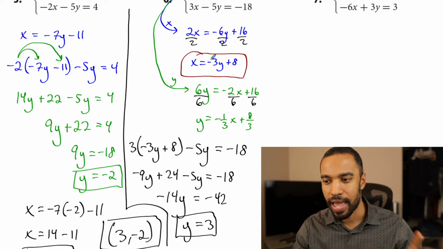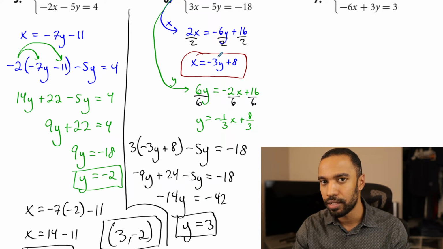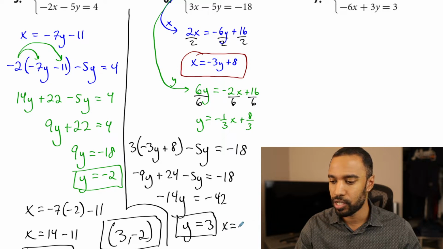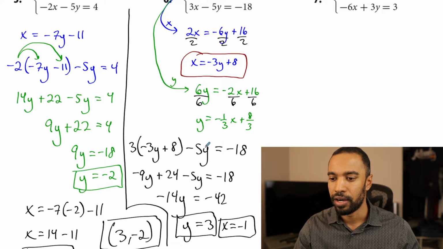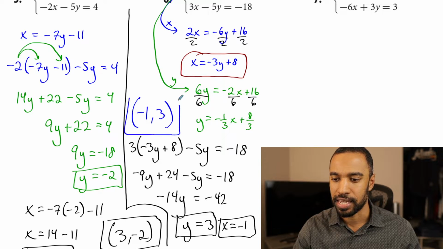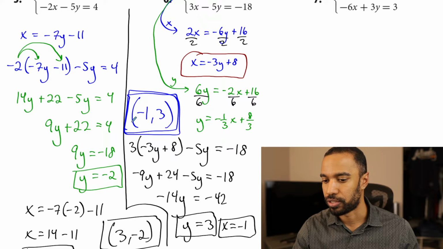Y is 3, so x is negative 3 times 3, which is negative 9, plus 8, which is negative 1. So x equals negative 1 right there. And of course, we write our answer as an ordered pair, which I'll do in blue. I'm going to get negative 1 for x, 3 for y. That is the answer among answers.